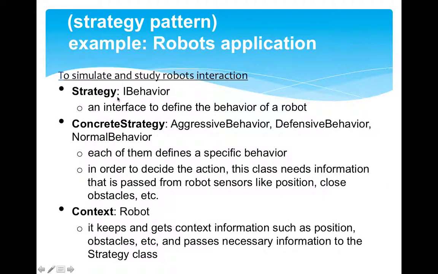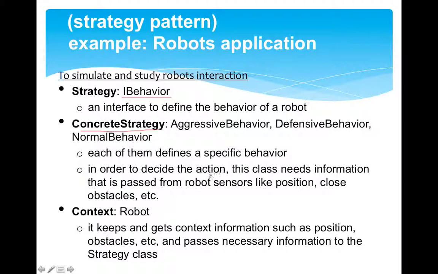One example: we are going to do some robot study. The robot has several behaviors, so we want to make a program running under the strategy design pattern. First, design an IBehavior interface, which is common to all algorithms that the robot uses. And then we have a set of concrete algorithms which implement the behavior of the robot. So we have aggressive behavior, defensive, and normal behavior. Each of them defines a specific behavior.